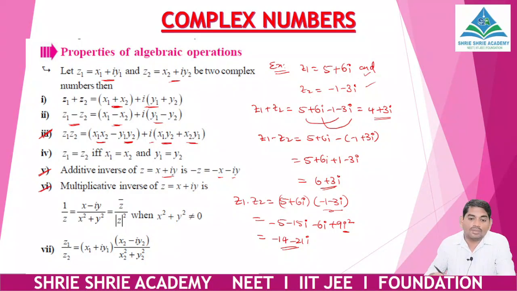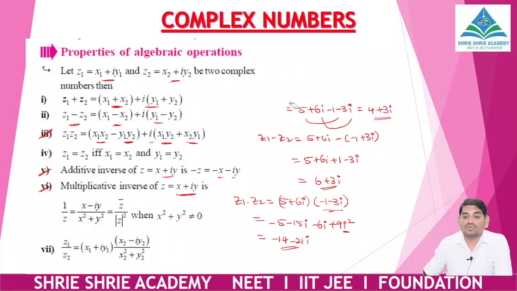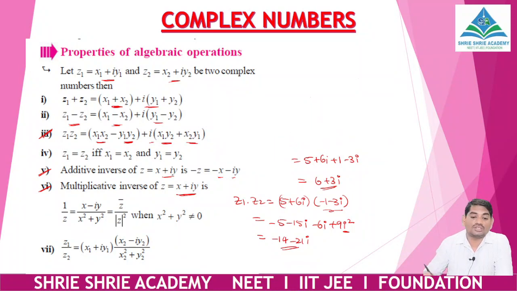Then what is the multiplicative inverse? The multiplicative inverse of z, where z is equal to x plus iota y, is 1 upon z. Suppose z is equal to x plus iota y, then what is 1 by z? 1 by z is equal to 1 by x plus iota y. I already told you, whenever we are simplifying complex numbers, we separate the real parts and imaginary parts.